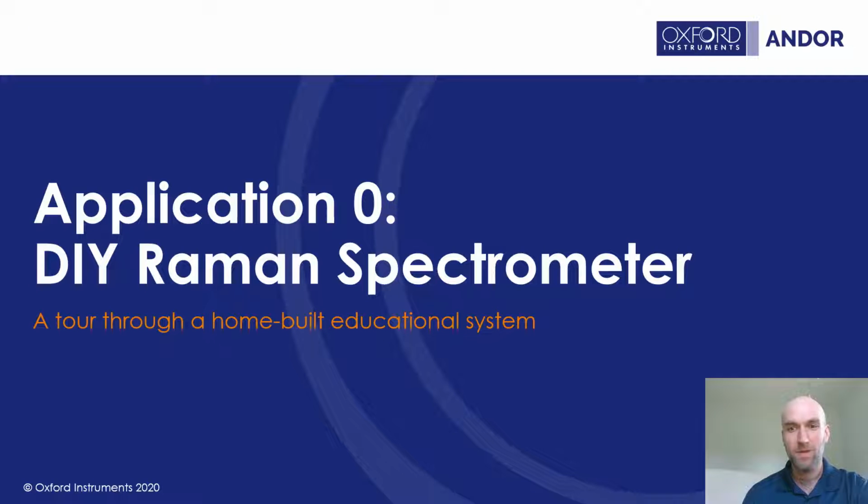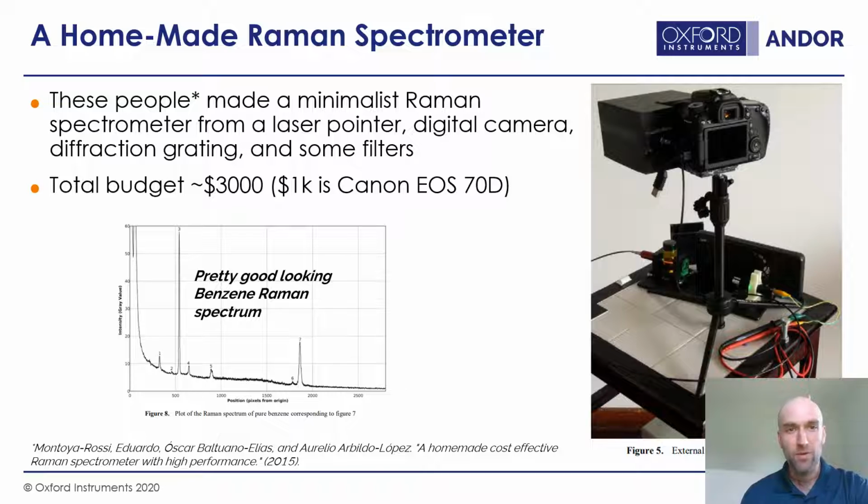So let's start with a very straightforward and, to my mind, cool application, or maybe demonstration of an application, a DIY Raman spectrometer. So this is Raman scattering at home or on the go. These people made a minimalist Raman spectrometer from a laser pointer, digital camera, diffraction grating, and some filters. Total budget was $3,000. This is a few years ago, so maybe it's a little bit more expensive now, depending on how much you spend on the camera. They spent about $1,000 on the Canon EOS 70D.